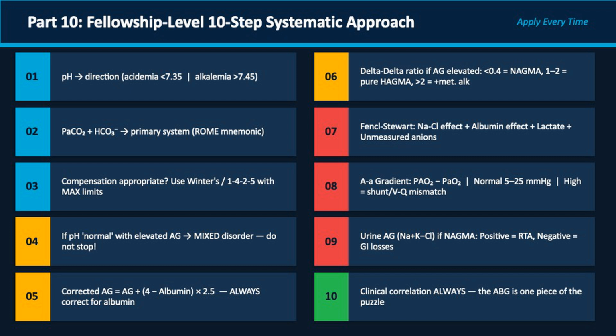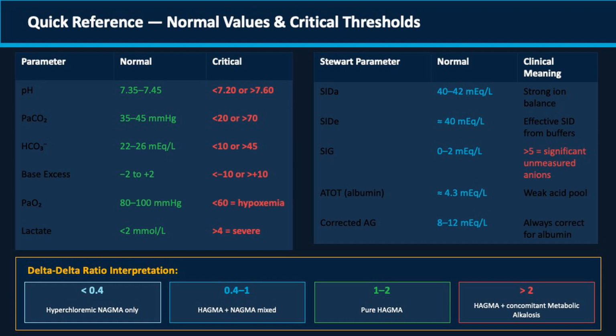And step 10, the most important one, always clinically correlate. The blood gas is one piece of information. And in front of you is the full picture. These are the numbers you need to know. Screenshot this, save it on your phone, use it at the bedside.